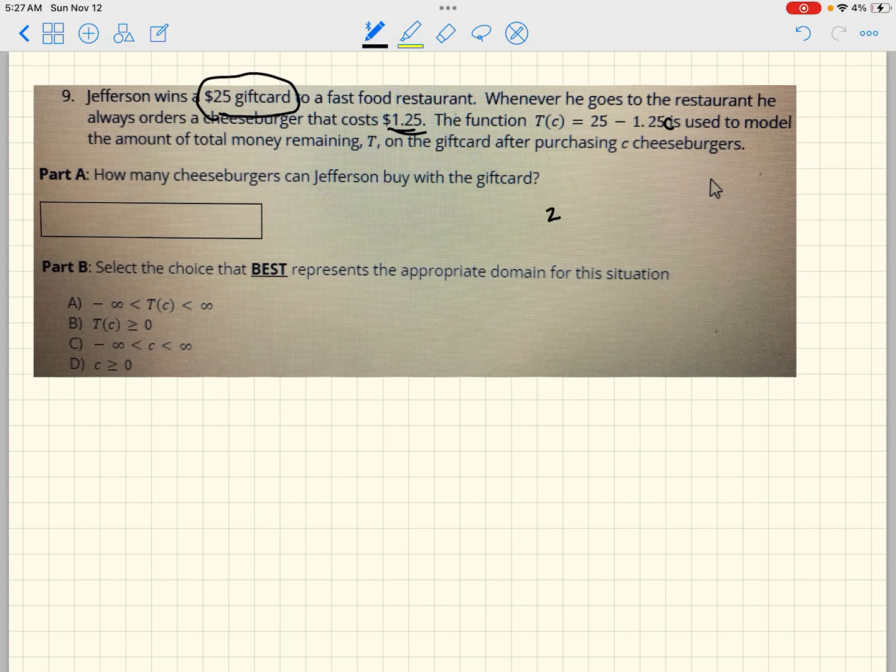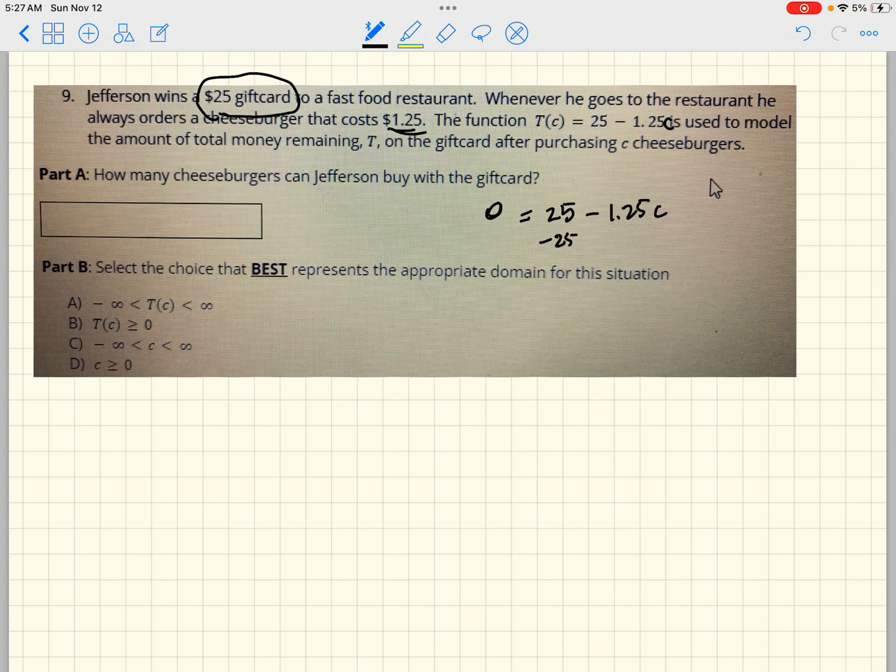Okay, so $25 is what we start with, minus $1.25 for each cheeseburger. Now if we use up all the money, in the end, the amount of money I want to have left is going to be $0. So what I'm going to have to do is solve this equation to figure out how many cheeseburgers I can afford to buy.